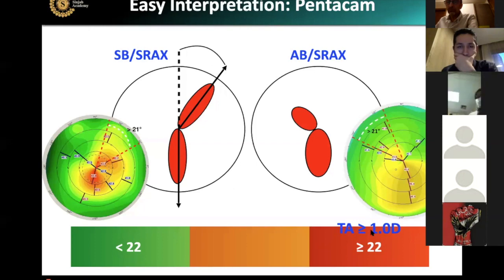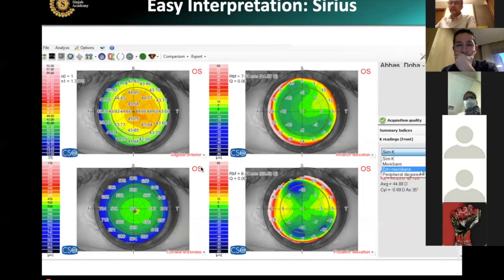Now, this is in Pentacam. What about CIRRUS? In CIRRUS, we don't have the segments. We don't see red segments on the sagittal curvature map, so we cannot guess whether there is angulation or not.